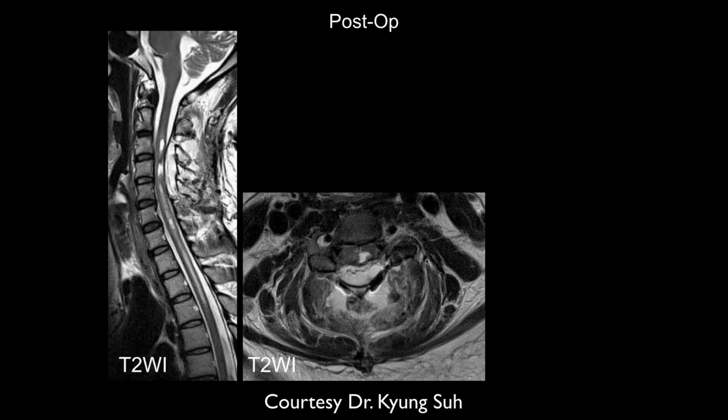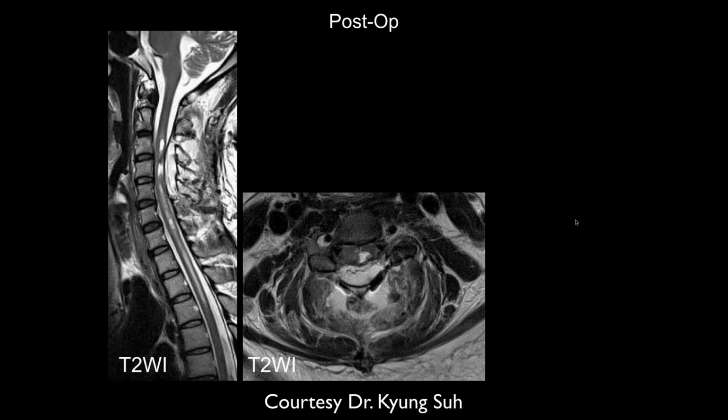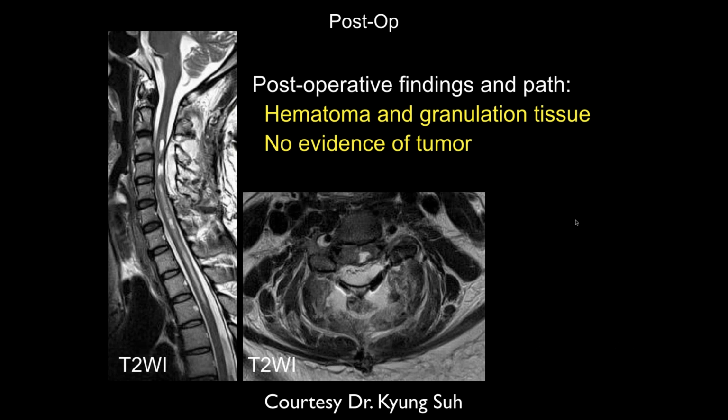So the patient was operated on, and this is what it looks like after surgery. It looks like we have syrinx still there. So they operated on this patient because they were concerned that this might be associated with a tumor that was being obscured because of all of the signal changes. So they operated, this is what it looks like after surgery, and they found no tumor and just a lot of hematoma coagulation tissue within the cord.